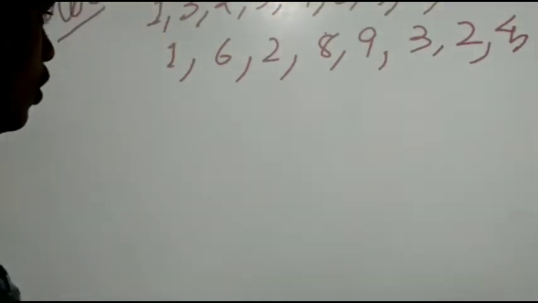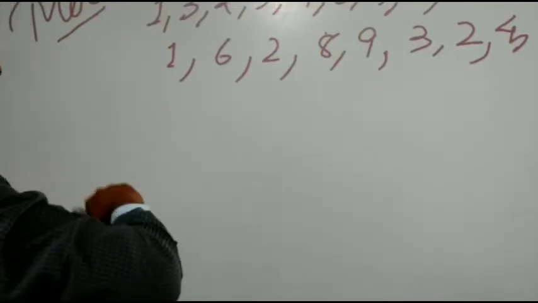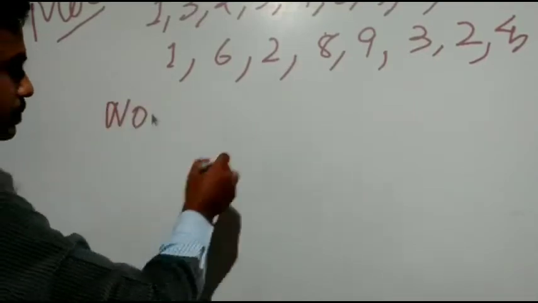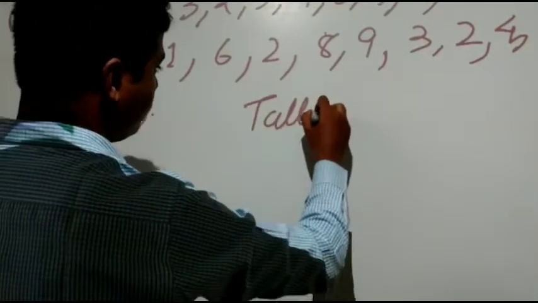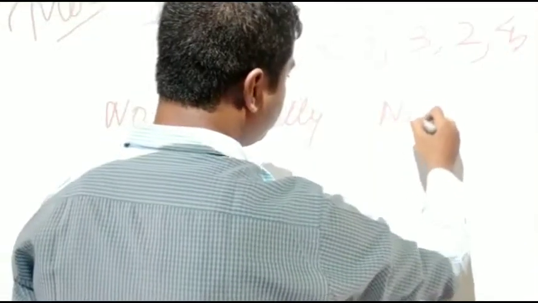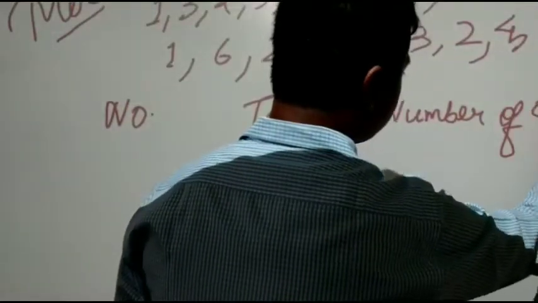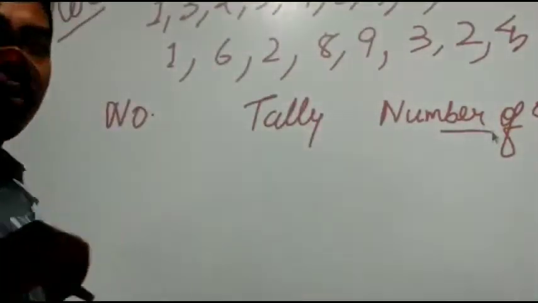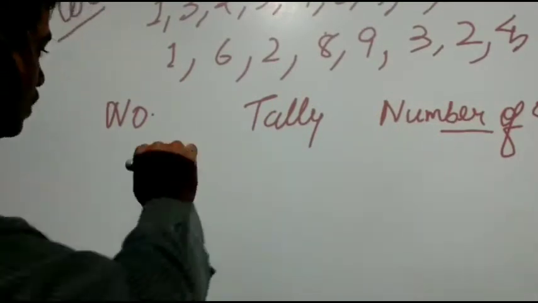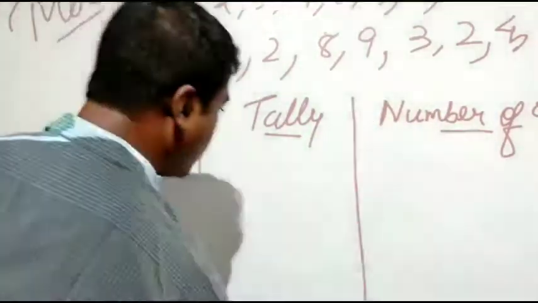For finding the mode, I will first make a table. Suppose the columns are numbers, then I will do a tally, then I will find the number of occurrences, which you can also call the frequency. So: number, tally and number of occurrence. So just make a group.